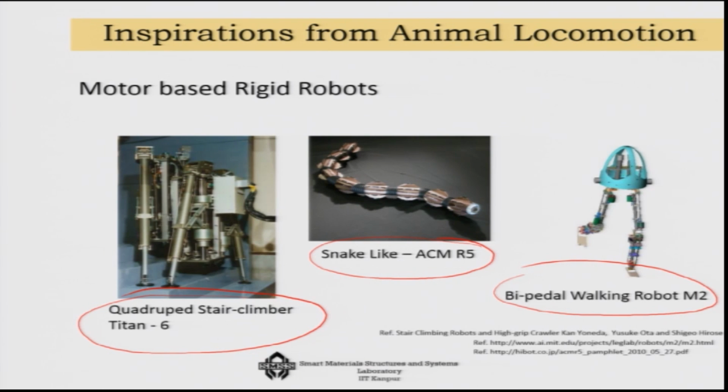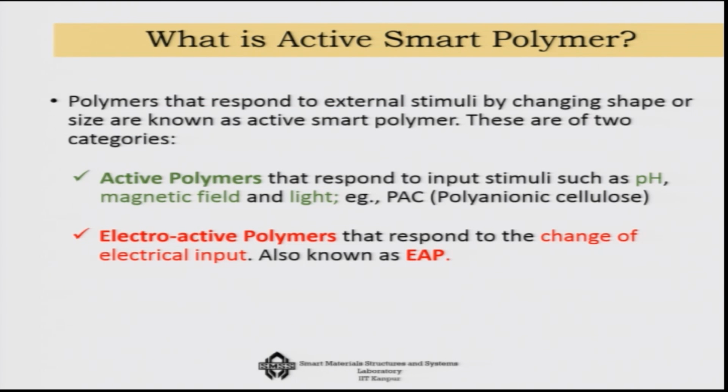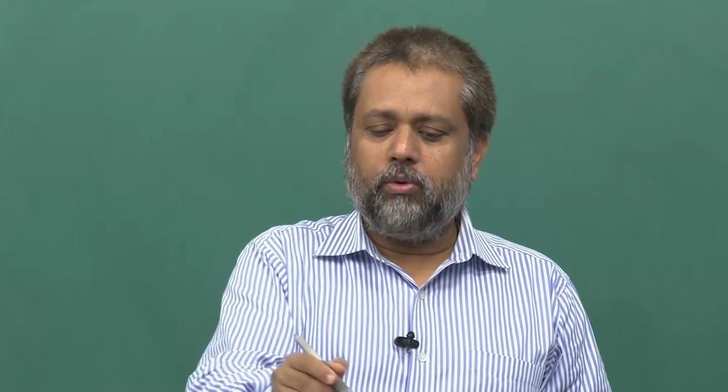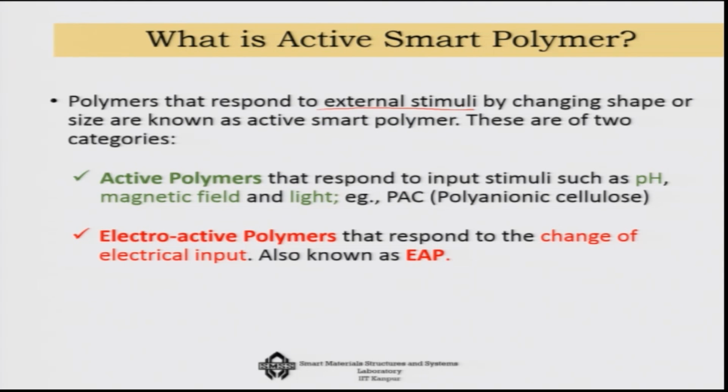But in all these robots, the locomotion was achieved from motor based rigid robots. They were not muscle based. On the other hand, animal systems are muscle based. So, the point is, can we develop a muscle based locomotion system? Active smart polymers can actually do that. This type of polymer can respond to external stimuli by changing shape or size, and that change of shape is really very high. I will show you later on, and these are known as active smart polymers.